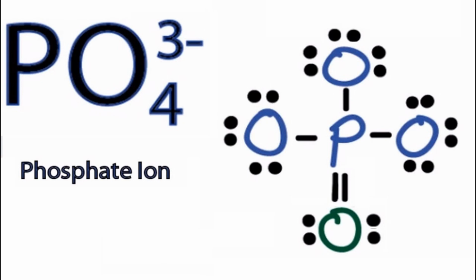This is a Lewis dot representation of the phosphate ion. If you can see, the formal charge of a phosphate is negative 3. Memorize the charges of common cations and anions.